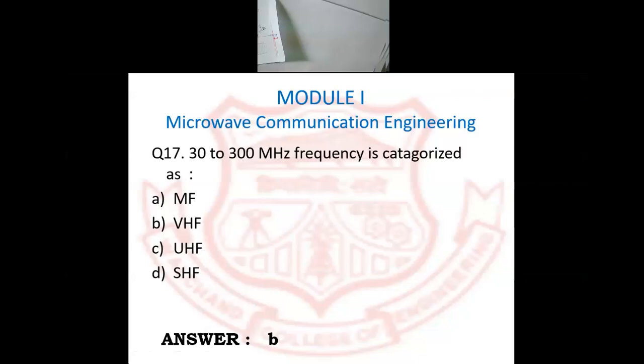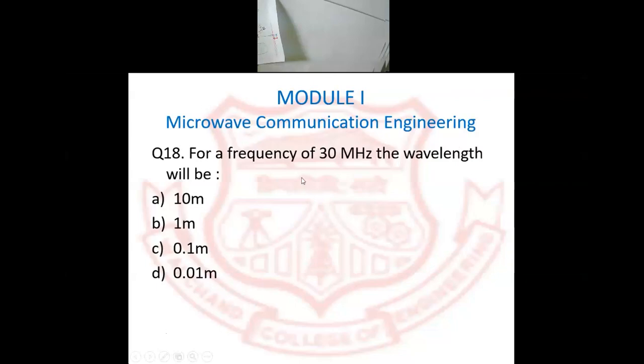For the VHF band, it is in terms of megahertz. So 30 megahertz is the B here. Then for a frequency of 30 megahertz, the wavelength is simple to calculate. Lambda is equal to C by F. C is equal to 3 into 10 power 8. F is 30 megahertz, 30 into 10 power 6. This will get cancelled, and the zero will be cancelled, so we have 3 into 10 power 2.